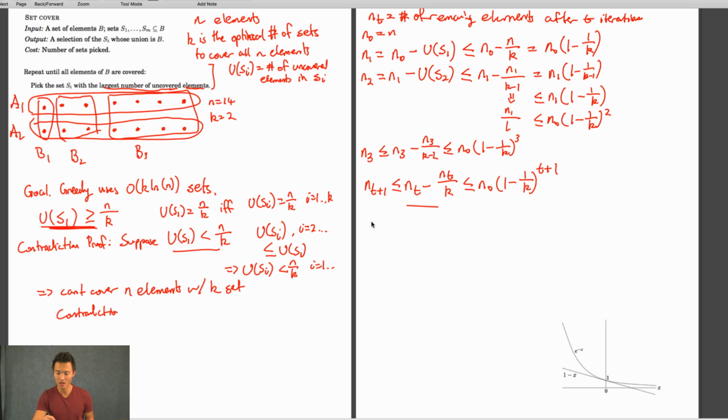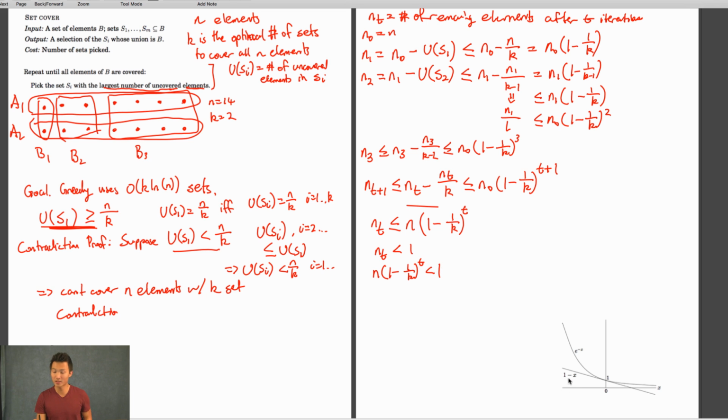So let's make it kind of easier. Let's just use t. So at the very end, we have n of t is going to be less than or equal to n, the number of remaining elements in the very beginning that we want to cover, multiplied by 1 over k to the power of t. So let's find out how many iterations it takes for us to get less than one element remaining, right? Which is the same as saying, when do we cover all the elements? So in order to cover all the elements, let's have this inequality here. We substitute this in.